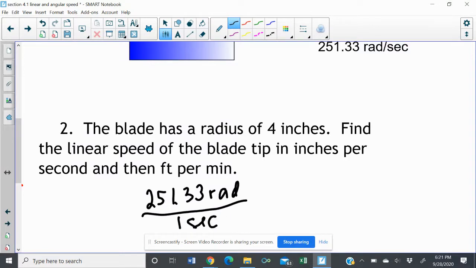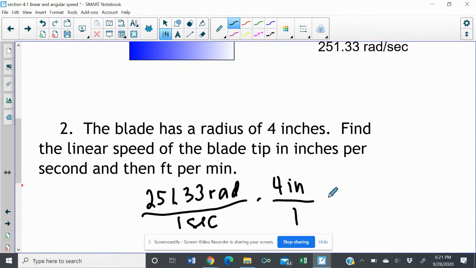But we have to multiply that times our 4 inches. And that's just over 1, because that's our radius. We take the angular speed and multiply it by the radius. This will get me inches per second, which is what I want. So just multiply those two numbers out.